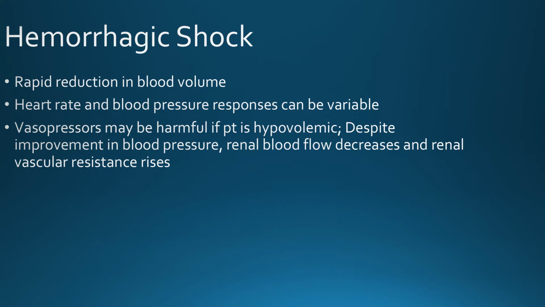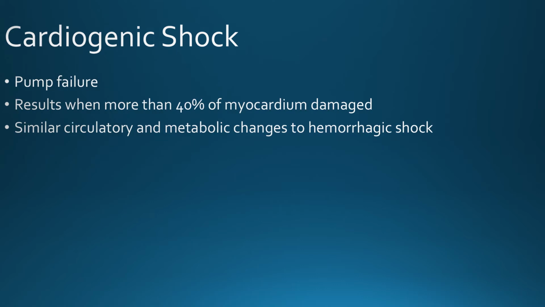Hemorrhagic shock: there is rapid reduction in blood volume, and heart rate and blood pressure response can be variable. Vasopressors may be harmful if the patient is hypovolemic. Despite improvement in the blood pressure, renal blood flow decreases and renal vascular resistance rises. Cardiogenic shock: there could be pump failure, which results when more than 40% of myocardium is damaged, with circulatory and metabolic changes similar to hemorrhagic shock.